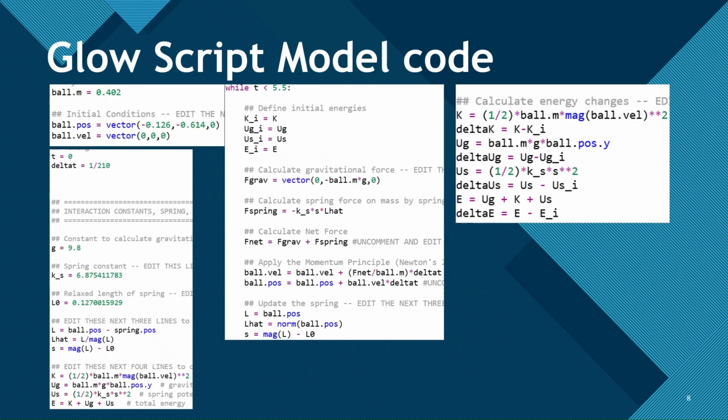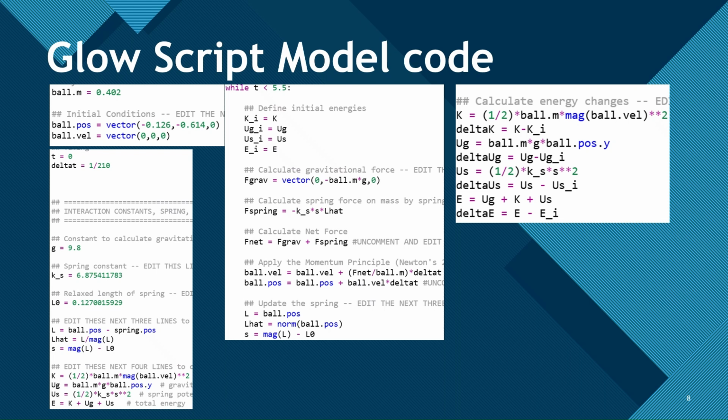Moving on to the closed code, we first define the initial conditions. We define the mass of the ball, the initial position of the ball we found from Tracker, and the initial velocity of the ball from Tracker. We will also define some universal constants like g equals 9.8 meters per second squared. We will also define the spring constant we found and L naught, the relaxed length of the spring we found. We will be finding L, which is the position of the ball minus the spring position, and we'll also find L hat, and we'll eventually find S.